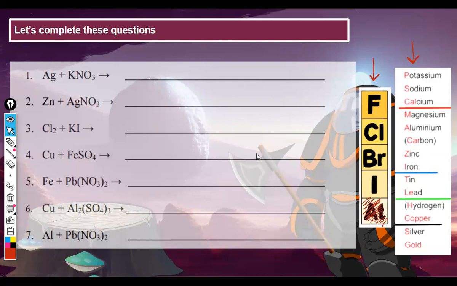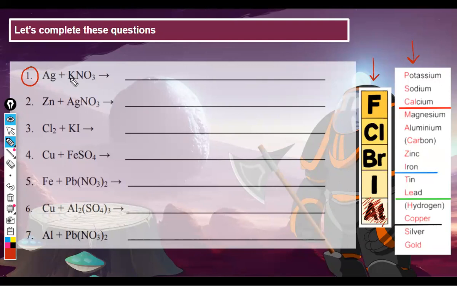Now, how it works, right? Whenever you have a more reactive metal, it can displace a less reactive metal. For example, the best way to teach this is through examples. Look at question 1 here. In case you didn't know, Ag is silver. So let's say you decide to mix silver and potassium nitrate.